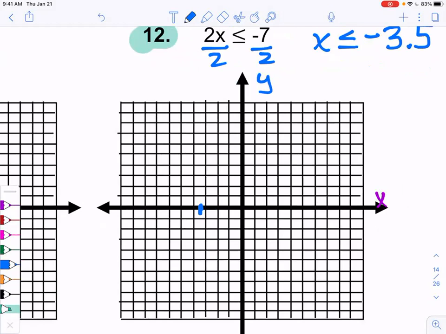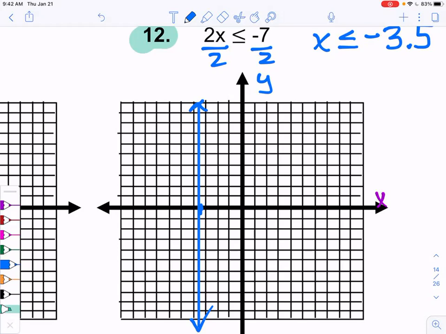Great. So greater than or equal to means it's a solid line. So I'm going to make a solid straight line here. There we go. Wonderful. So the equal to makes it a solid line. And then the last thing we have to do is shade.